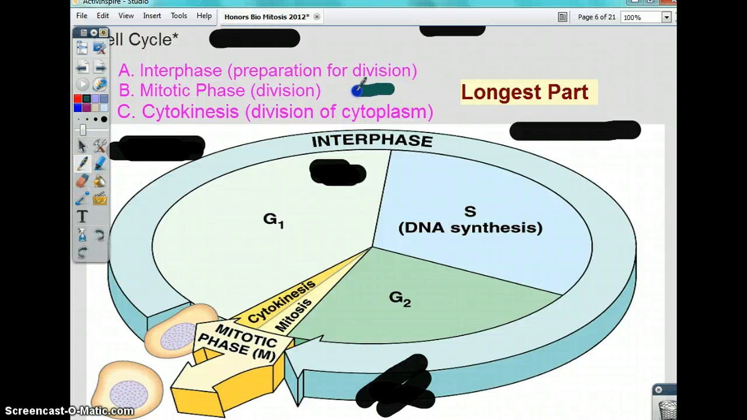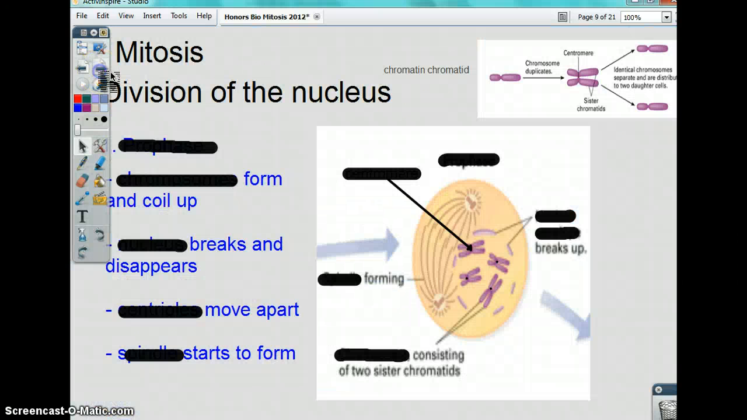All right, so today I'm going to focus on the second part and third part of the cell cycle, which is mitosis and cytokinesis. Keep in mind that the cell goes through three parts: interphase, which consists of three parts; mitotic phase, which consists of mitosis or the M phase; and cytokinesis, which is the division of the cytoplasm. Mitosis has four parts, and I'm going to talk to you about them now.